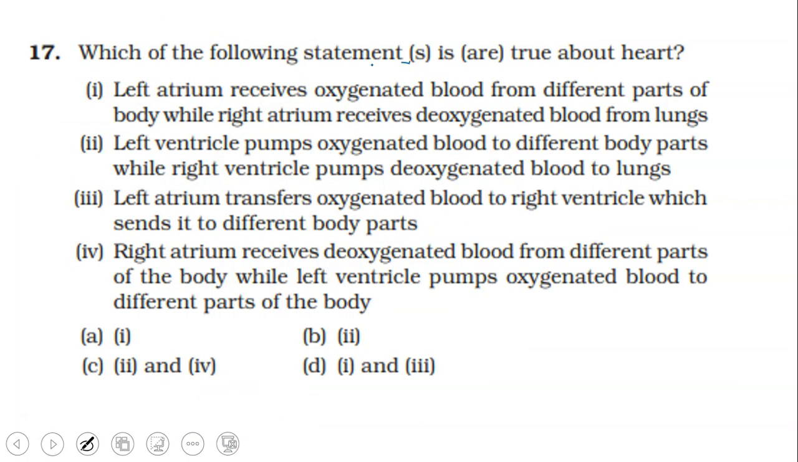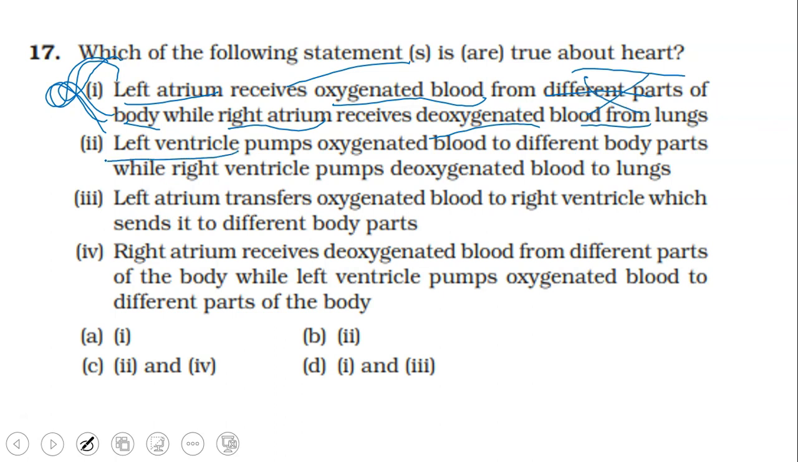17th. Which of the following statements are true about the heart? First: the left atrium receives oxygenated blood from different parts of the body, while the right atrium receives deoxygenated blood from the lungs. This is wrong. Pretty straightforward, because the oxygenated blood doesn't come from different parts of the body, it just comes from the lungs itself.